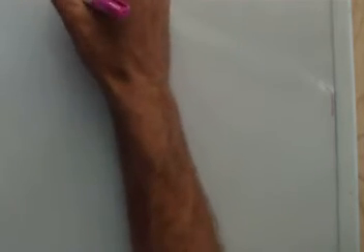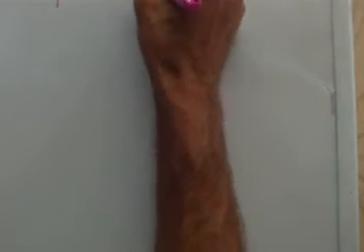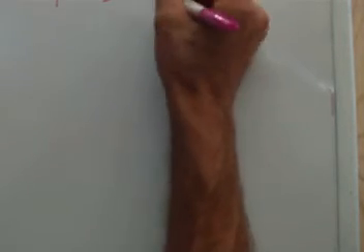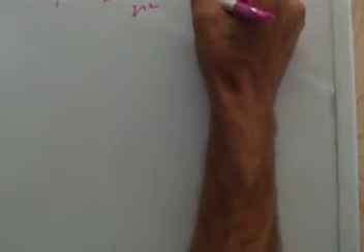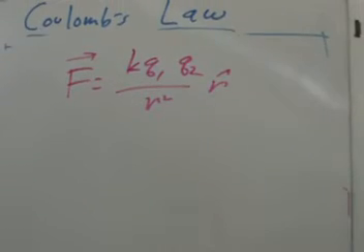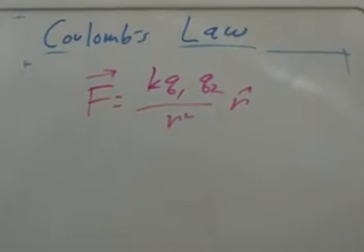And it's this. When you use Coulomb's Law, Q1 Q2 over R squared with an R hat right here, there can be some issues with the signs involved, because, of course, Q1 and Q2 can have different signs.